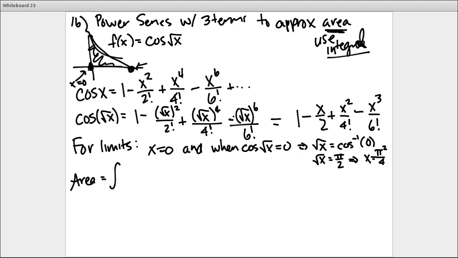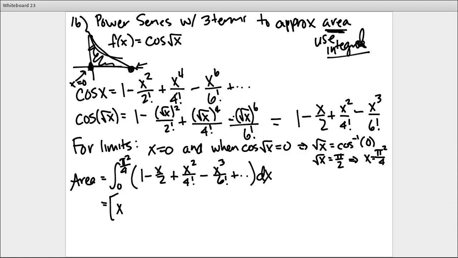So the area underneath that curve, or the shaded area, is going to be the integral from 0 to pi squared over 4. And then just evaluate that power series: 1 minus x over 2, plus x squared over 4 factorial, and minus x cubed over 6 factorial. Do I even need that? How many did they tell me? I only need 3 terms. I have too many. Well, I'll leave it for right now, and I can always get rid of it. All right, dx.